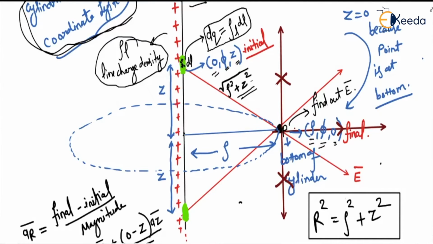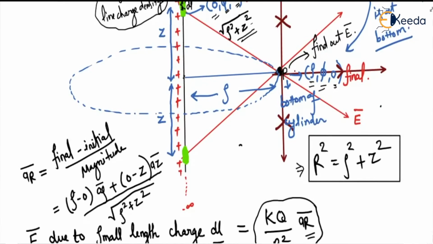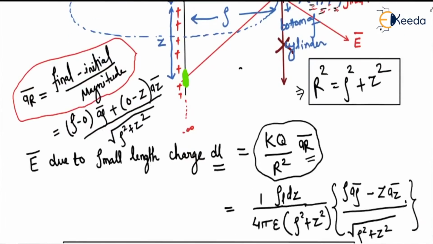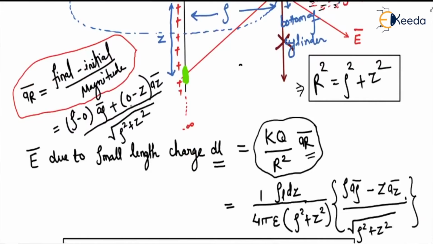Now the distance square r square is equal to rho square plus z square, and the vector a r we define as final minus initial divided by magnitude. The final coordinates are rho, phi, 0 because here we have to calculate the electric field, and the initial location is 0, phi, z. So rho minus 0 a rho, plus phi minus phi will cancel, plus 0 minus z a z, divided by under root rho square plus z square. This is our a r vector.